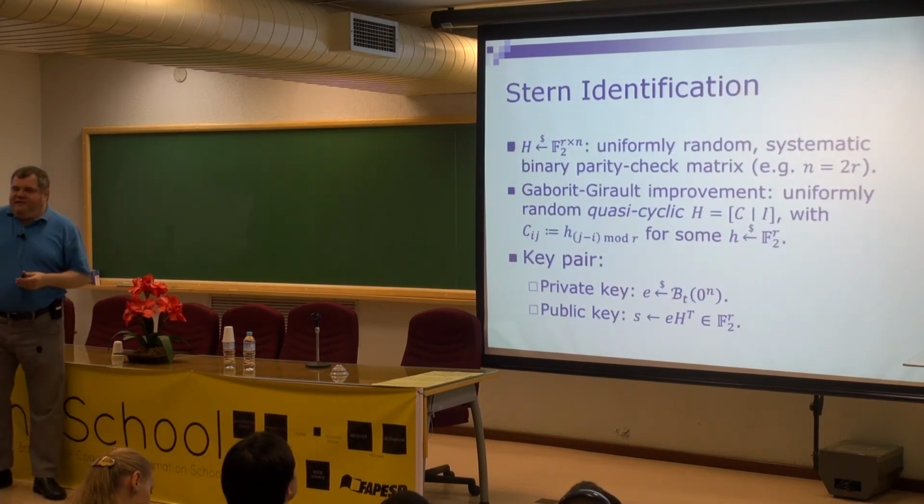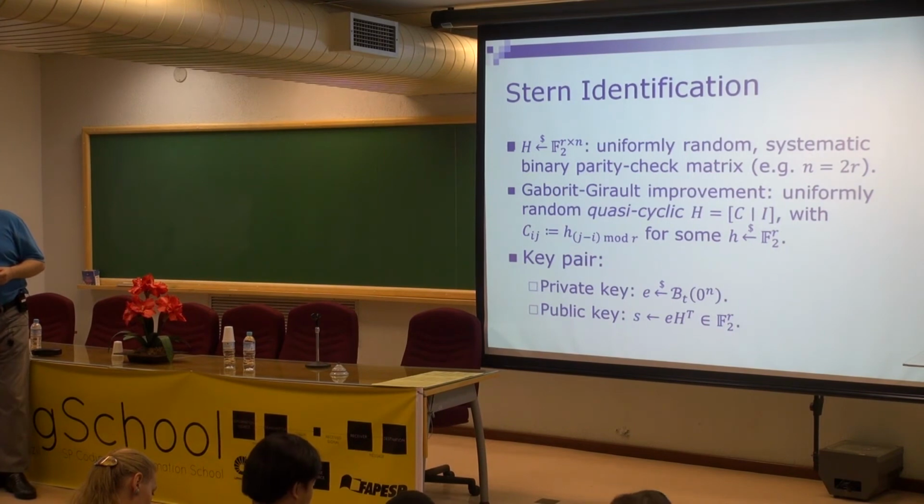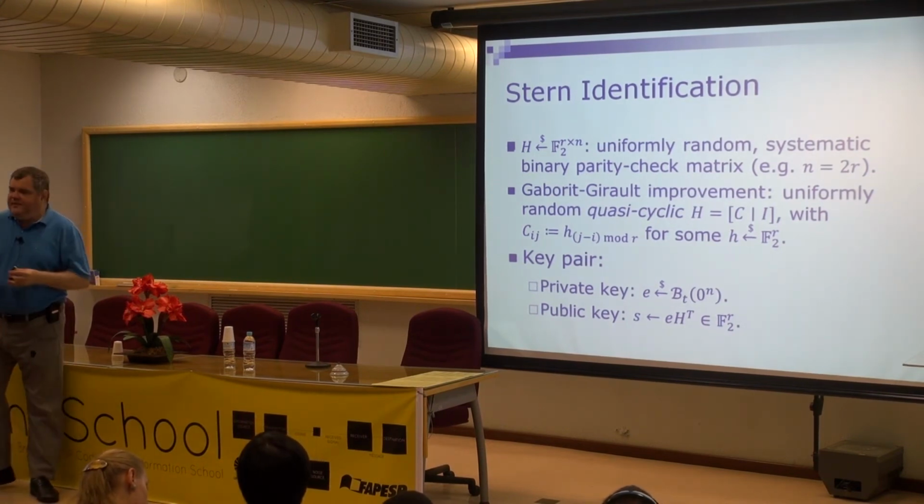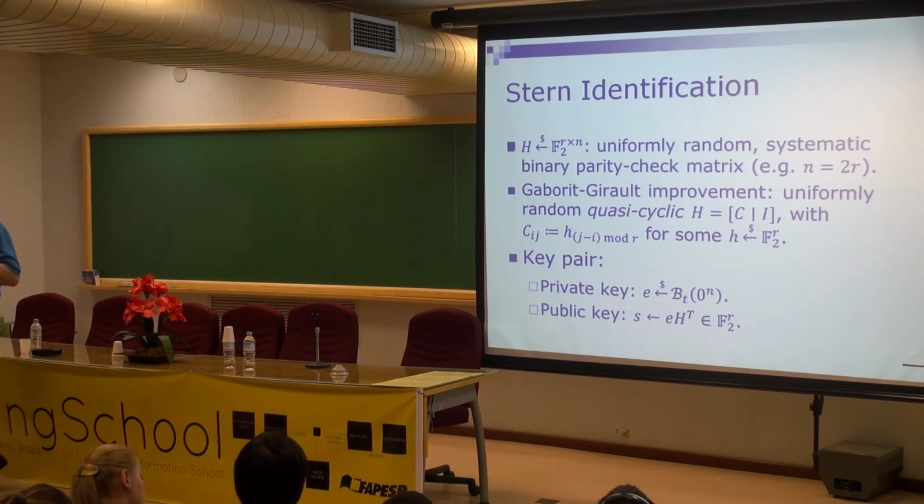So, Stern identification. Let me only check the time. Oh, 15 minutes. Okay, no problem. So this is only a way to prove your identity. How do you do that? We will prove that we know not a decoding trapdoor. It's not necessary here.